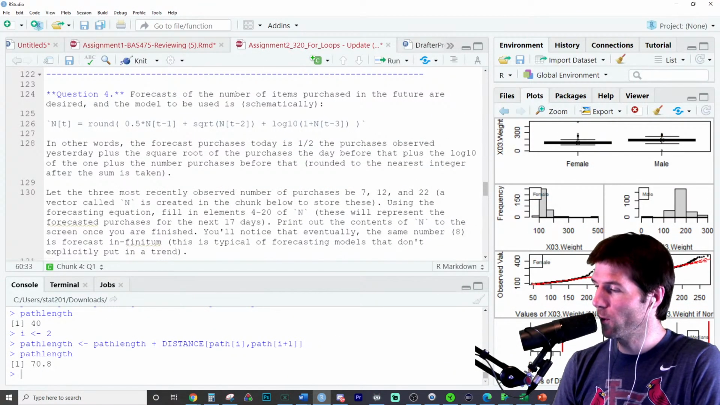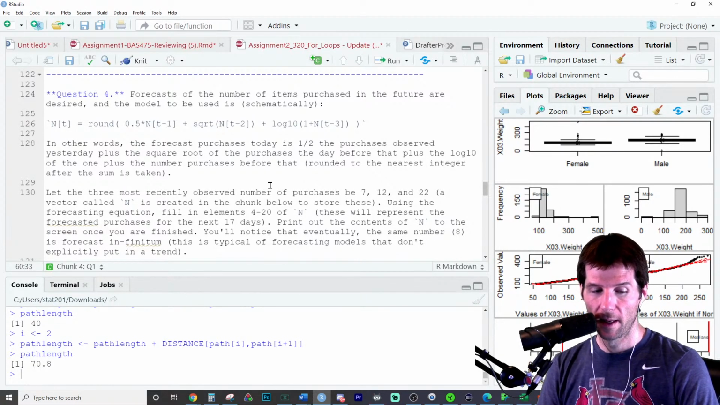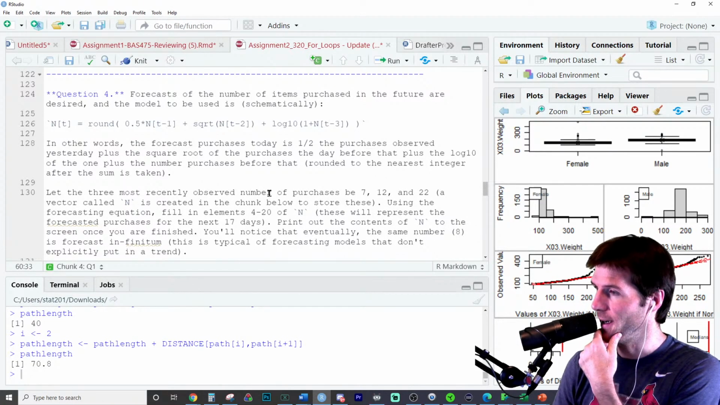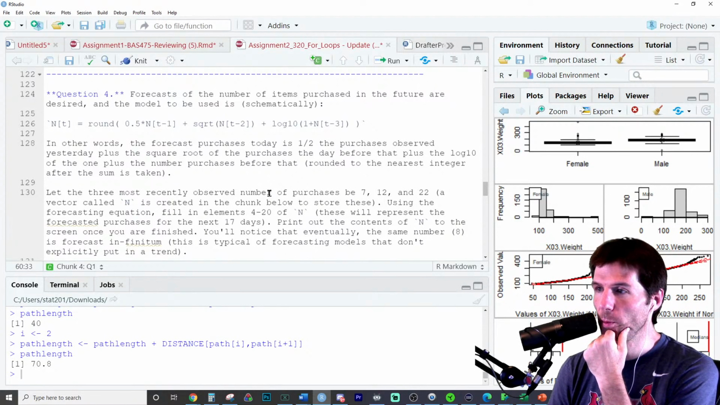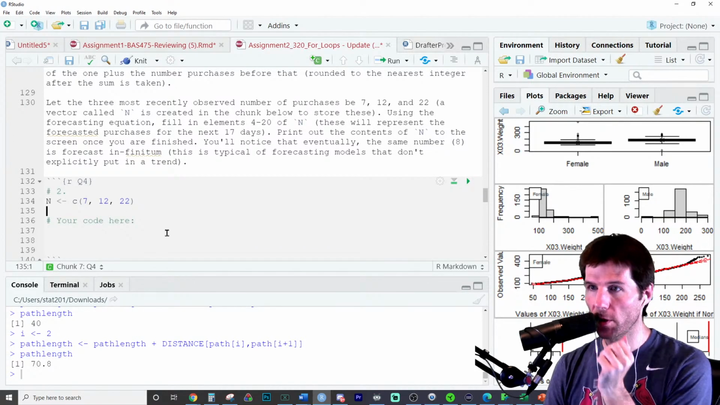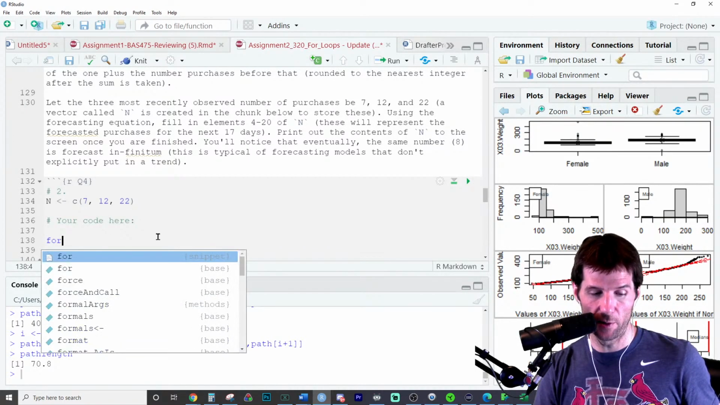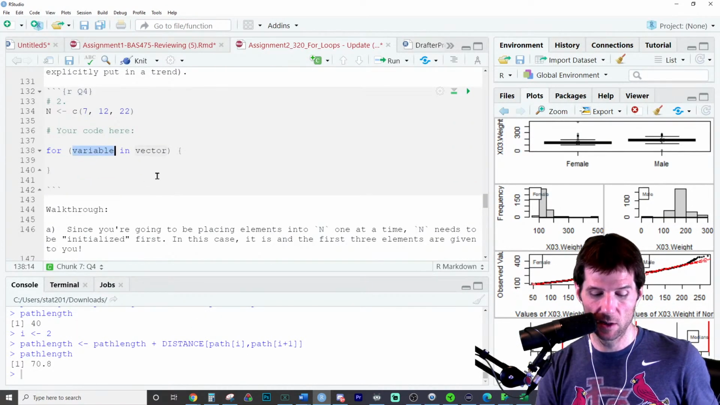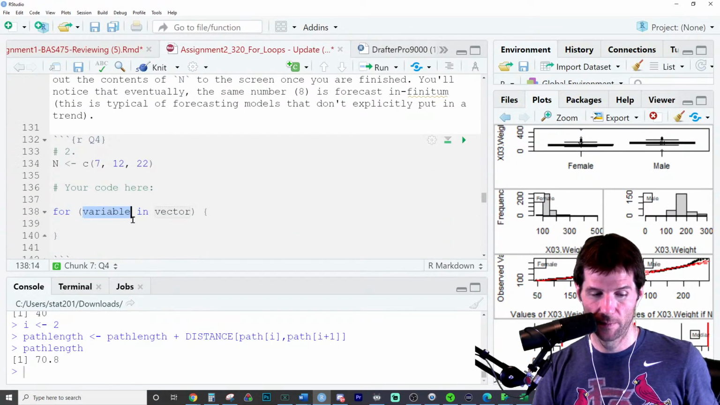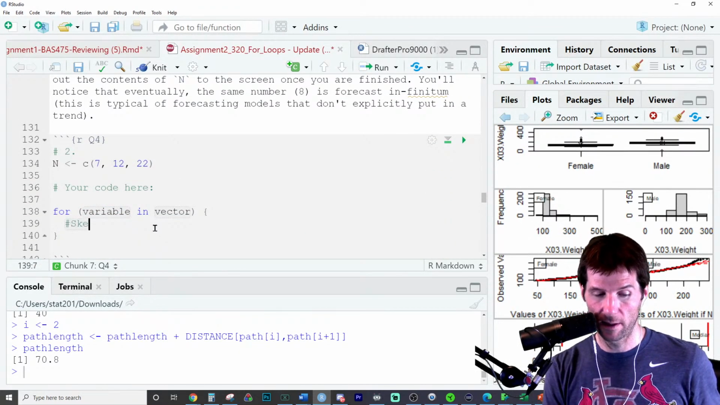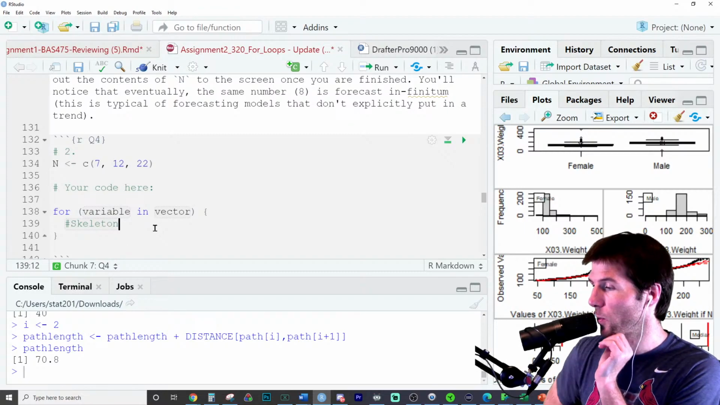Here we are with question 4 for BAS 320, assignment 2. And we see right here that we're trying to do a forecast. Now, with this question, it's very important to identify 3 things for a for loop. What are the 3 things we identify when writing a for loop? I'll give you a hint. What are the 3 things?